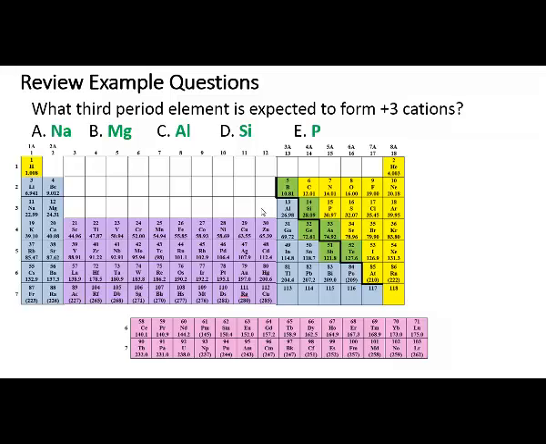Now the next question I have for you is, what third period element is expected to form +3 charged cations? +3 charged cations. Now we're looking at period 3, and we're looking at cations, so that's probably going to be a metal, right?